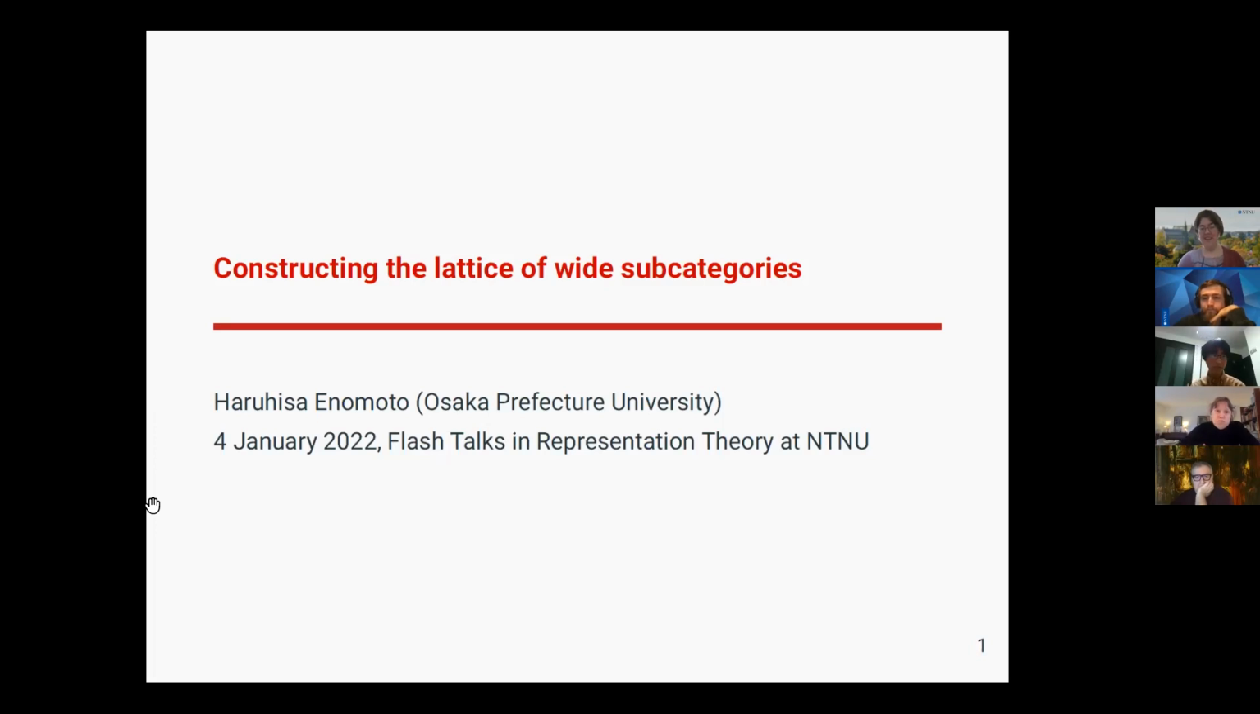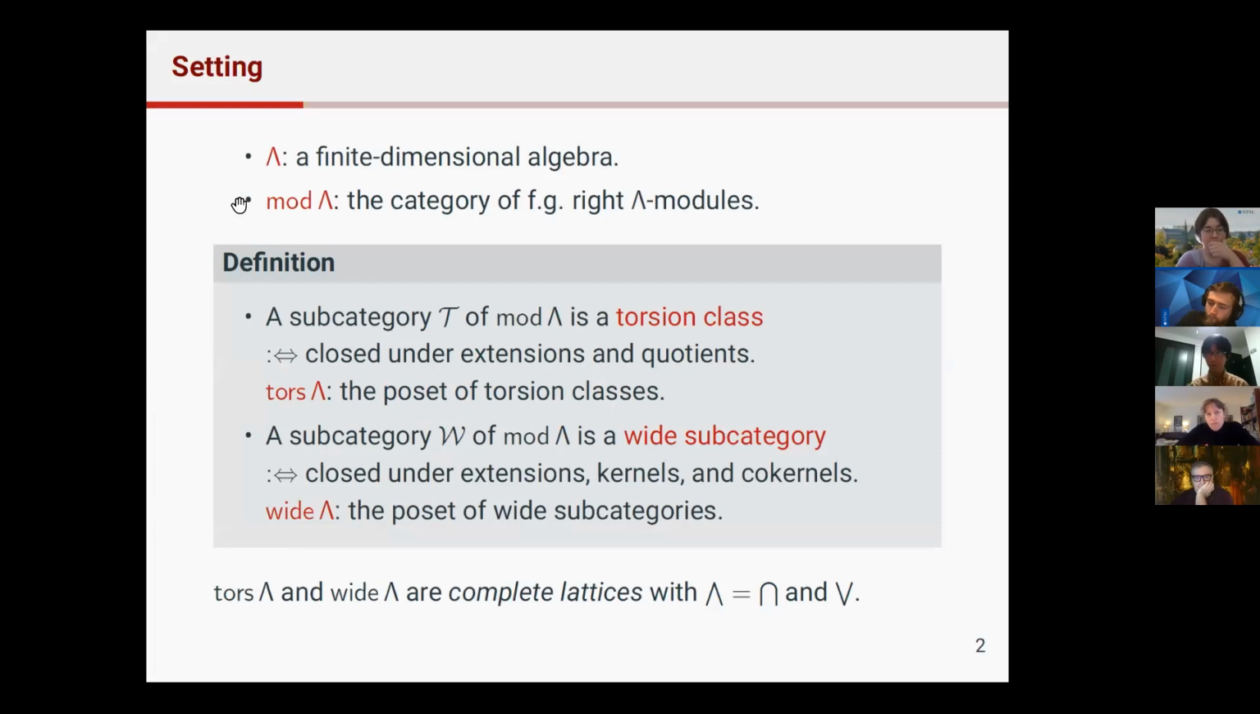And today I'd like to explain how to construct the lattice of wide subcategories from the lattice of torsion classes by using a purely lattice theoretical way. And this is the setting of today's talk. Lambda is a finite-dimensional algebra, and we consider the category of finitely generated right lambda modules.